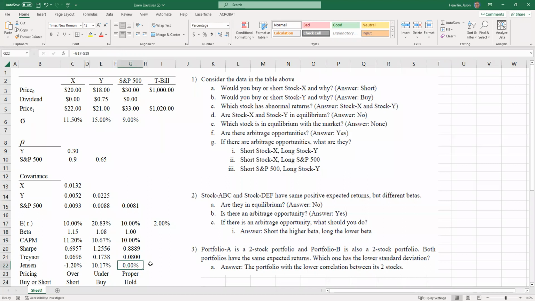In this case, this is the market. So we're going to say it's properly priced because it's expected to return 10%. The required return is 10%. So the Jensen's Alpha is 0. So we're going to call that properly priced.